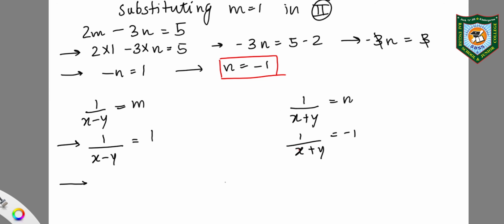Therefore, interchanging the values, I get x minus y. This x minus y is one complete integer, so it moves to the other side as one complete integer. So here I'll have x plus y is equals to 1 divided by minus 1. So x minus y is equals to 1 and x plus y is equals to minus 1. Here I have two new equations in terms of x and y. This is equation number 4, this is equation number 5.